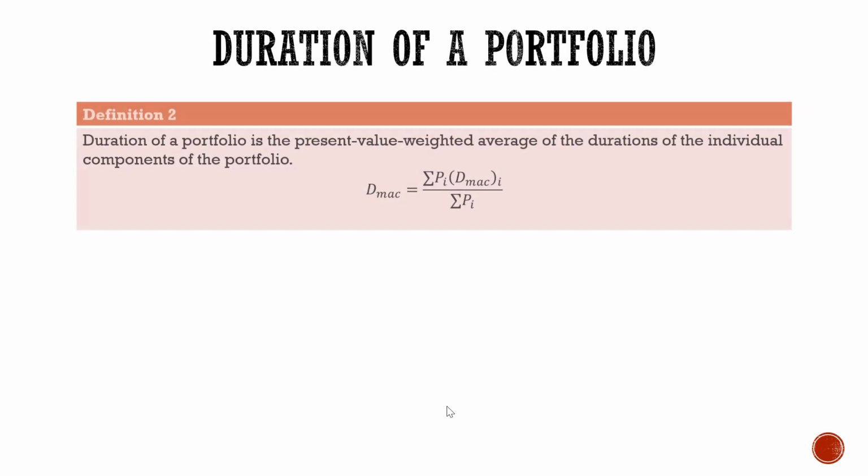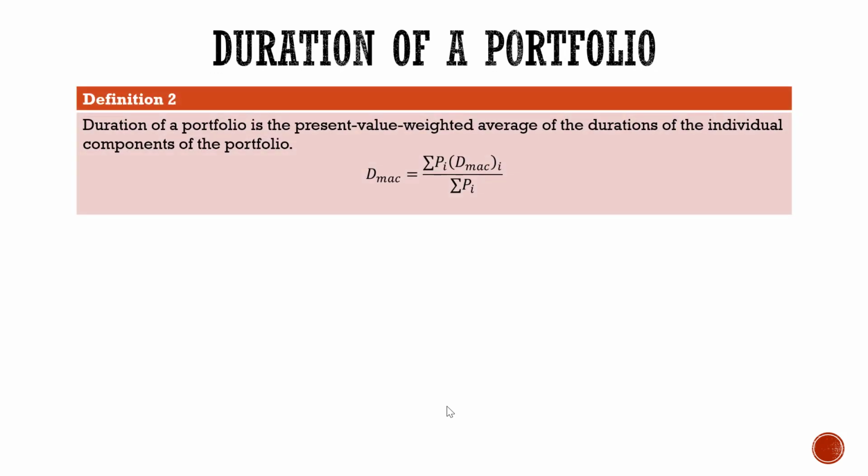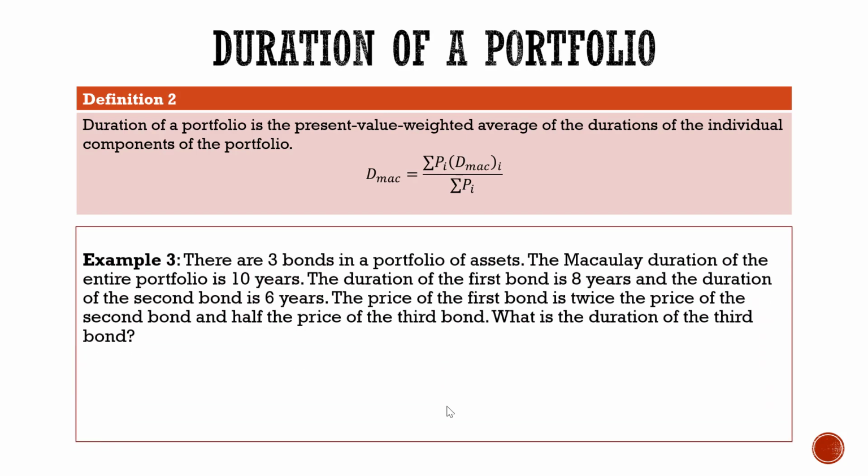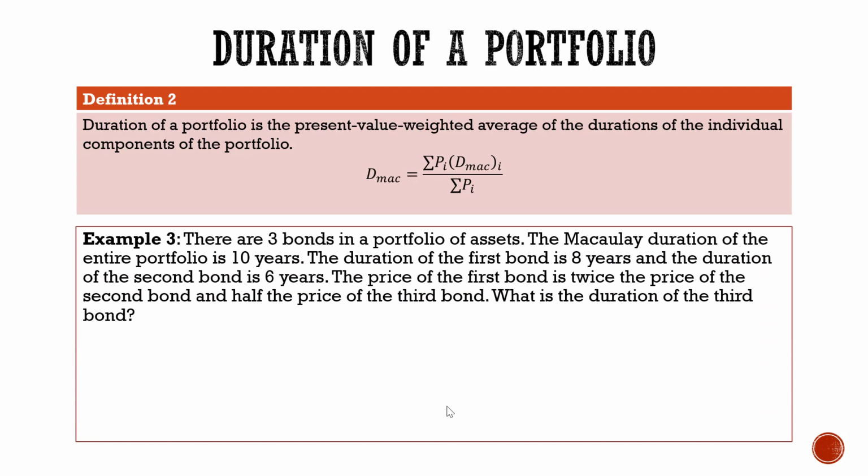Duration of a portfolio. For the portfolio, the duration is the present value weighted average of the duration of the individual components of the portfolio. So the Macaulay duration for the entire investment is the summation of pi times d max i over the summation of pi. For example, there are 3 bonds in a portfolio of assets.